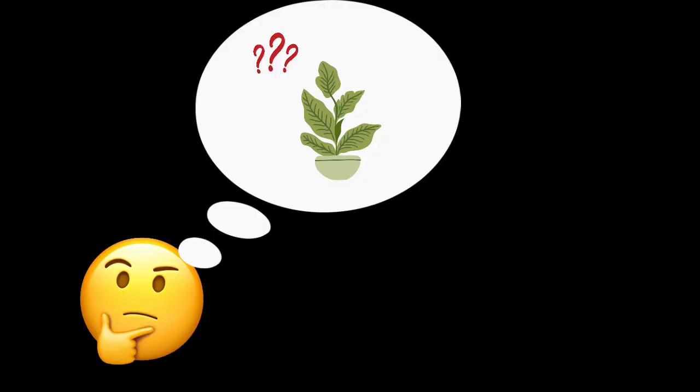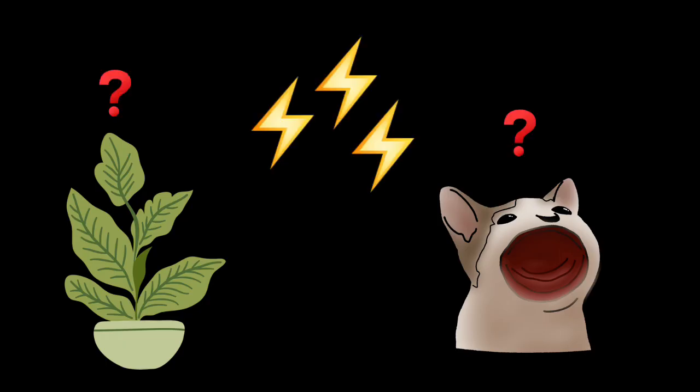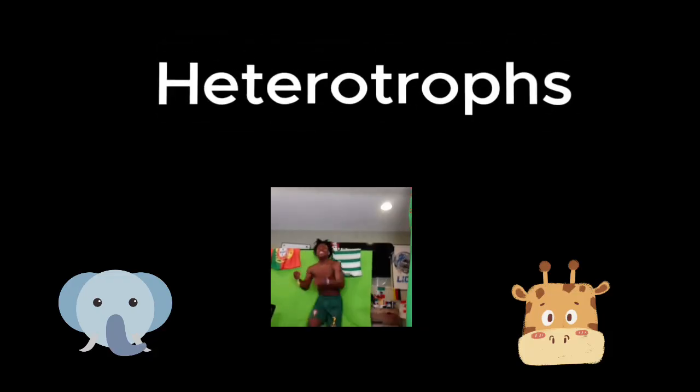Have you ever wondered what life is like inside of a plant? I didn't think so, but we're going to talk about it anyway. In order to understand how plants and animals make energy, we must first explain the difference between two types of living things, autotrophs and heterotrophs.